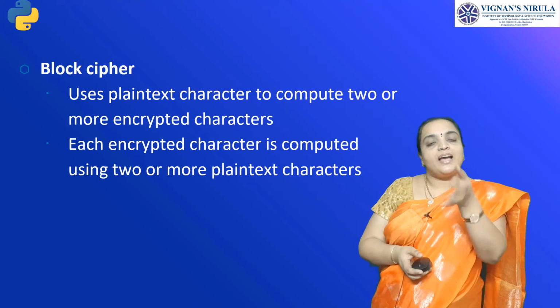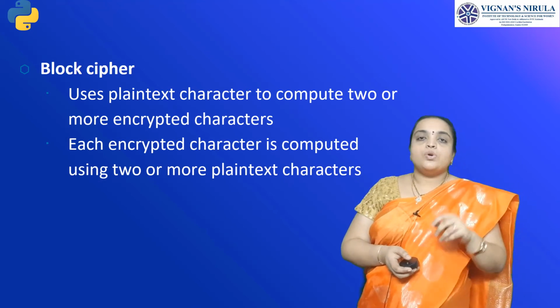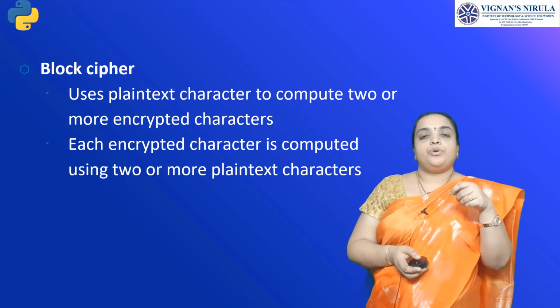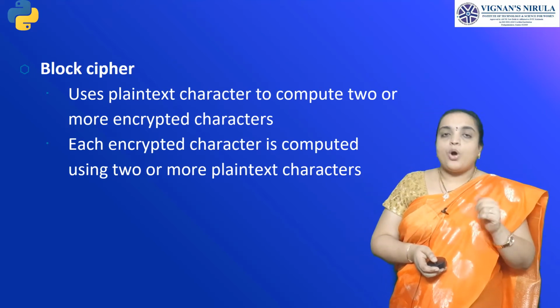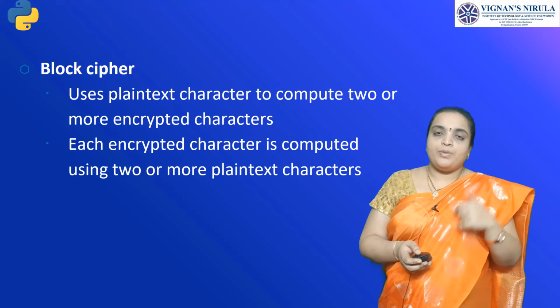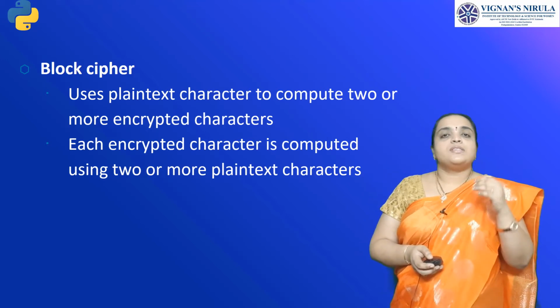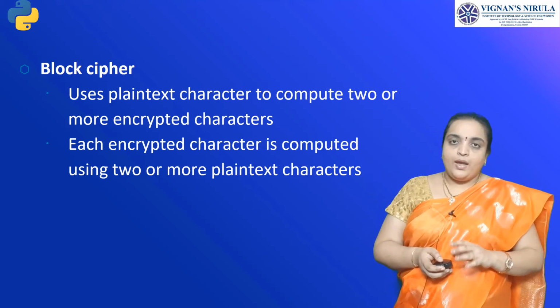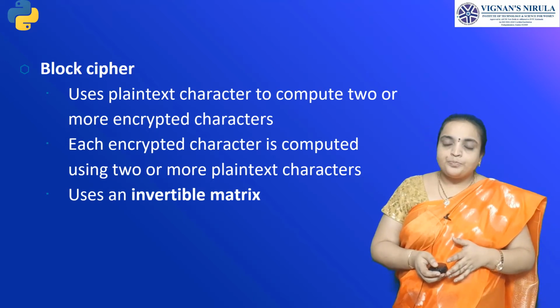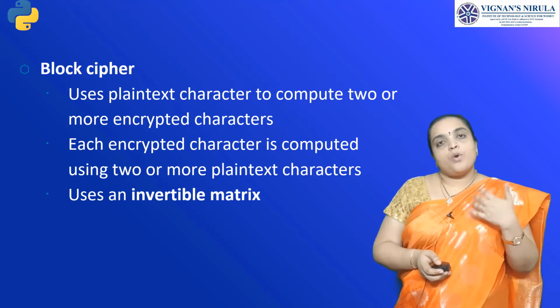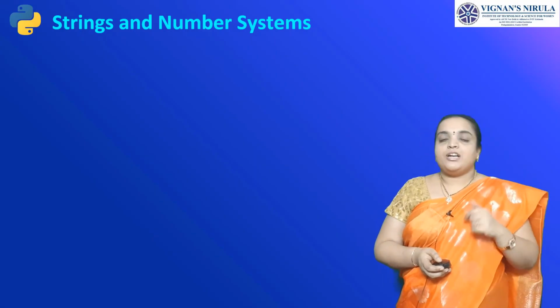Then that will be the encrypted character. So each encrypted character is computed using 2 or more plain text characters. For the block cipher, we are not performing any operations here. The Caesar cipher is enough for us. We will see it in our later classes. Clear? The block cipher majorly uses an invertible matrix.